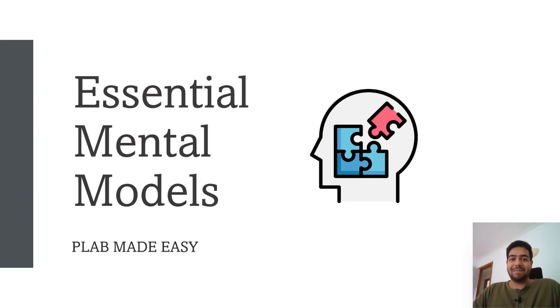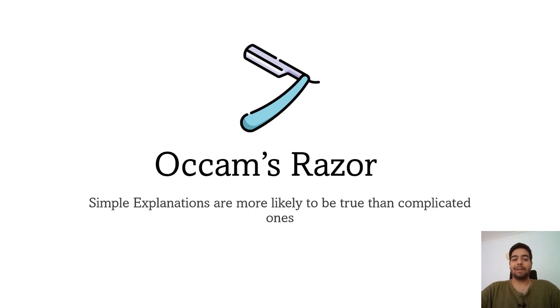Let's start. The first one is called Occam's Razor, and it says that simple explanations are more likely to be true than complicated ones. And this is a really important mental model which you can use in your day-to-day life and your day-to-day clinical practice as well.